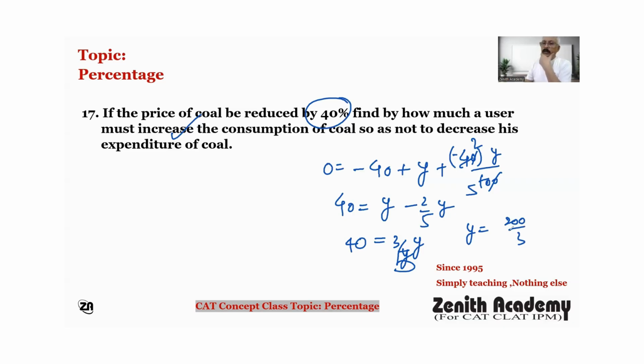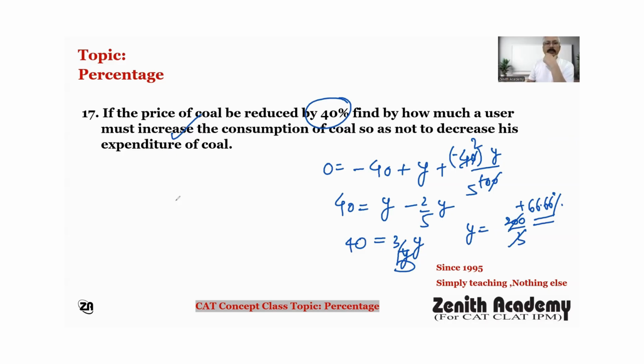Okay, so it is 66.66% plus. It means he can increase his consumption by 66.66%. You got it?